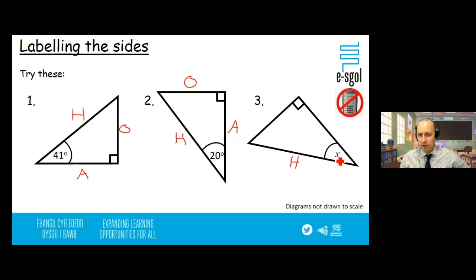But if you notice, I've not really given you an angle in degrees, I've given you an X, but the angle is marked. So remember what I said earlier, sometimes we are actually looking to find out what that angle is worth. So the side opposite that would be the opposite side, and the side next to it would be the adjacent side.